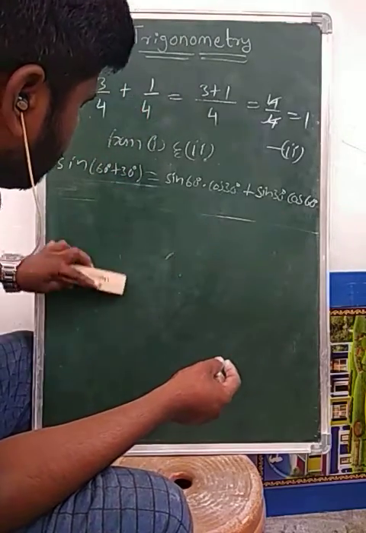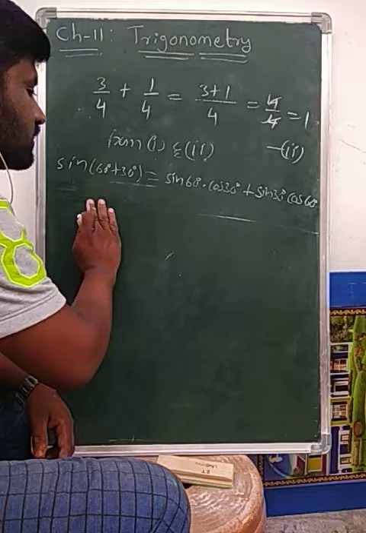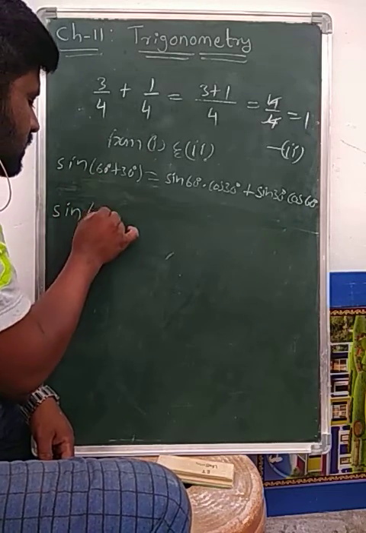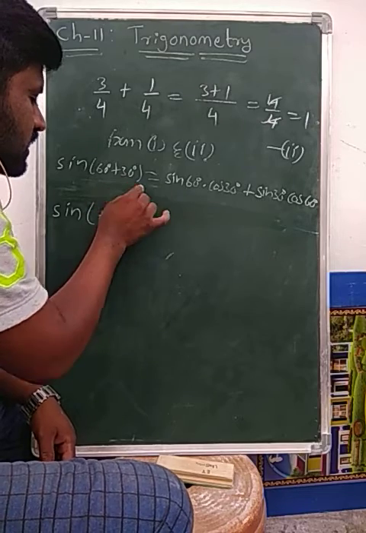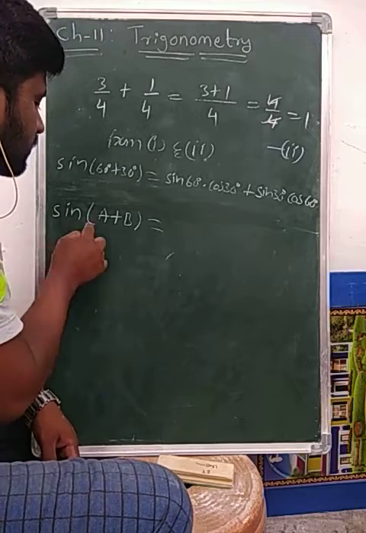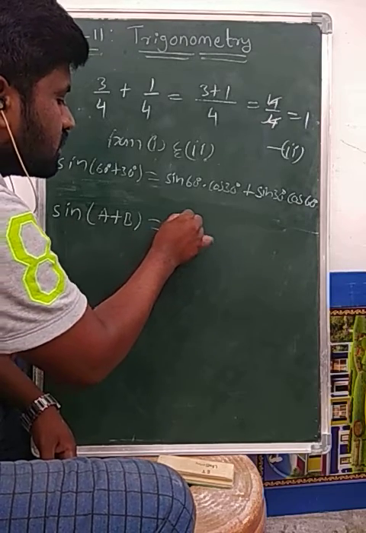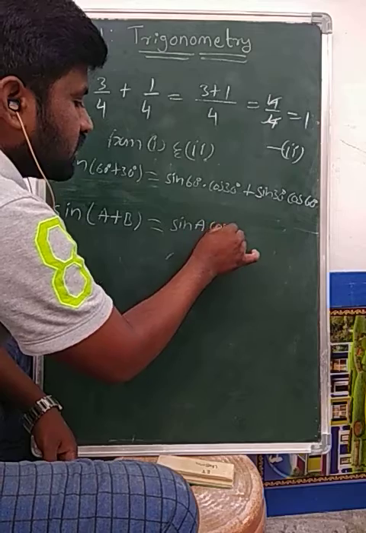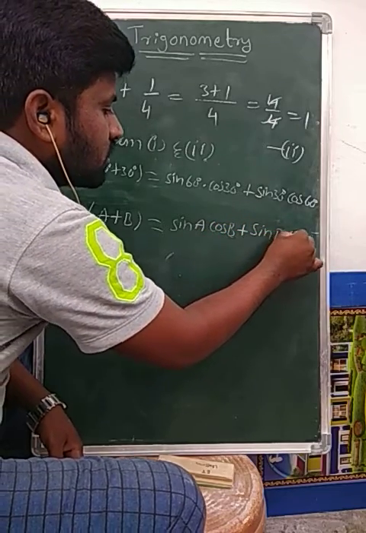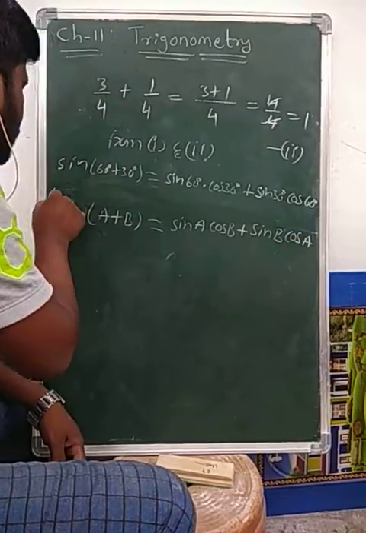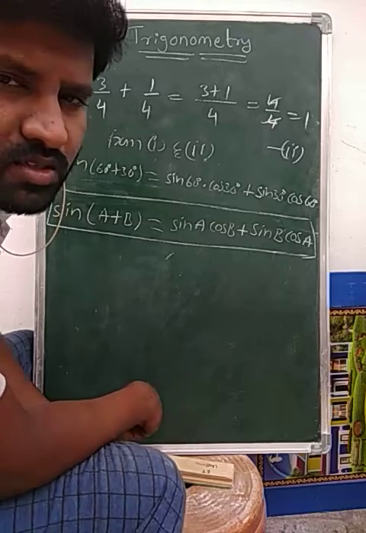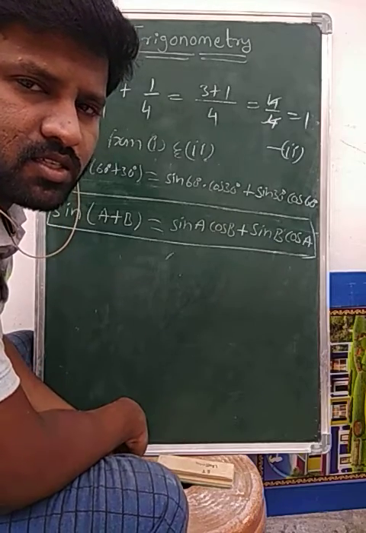What is the formula? You take sine of 60 degrees as A, 30 degrees as B. Sine of A plus B, compound angles. Sine of A plus B is equals to sine A cos B plus sine B cos A. Okay? So this is the required formula. So like this you have to practice the remaining questions in this exercise. Okay, students.